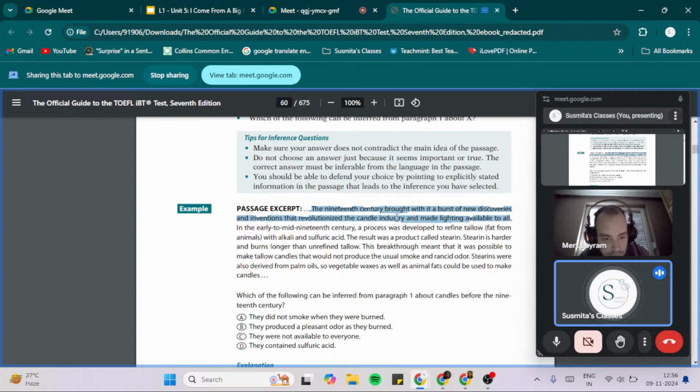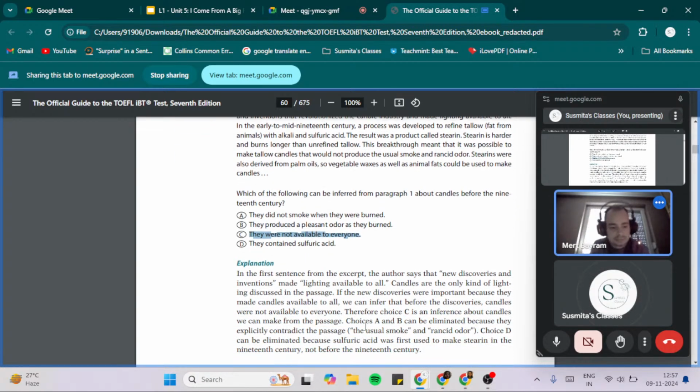The 19th century brought with it a burst of new discoveries and inventions that revolutionized the candle industry and made lighting available to all. Now, if you see, what do they mean about candles before the 19th century, that they were not available to everyone before that? That's what your answer will be over here.